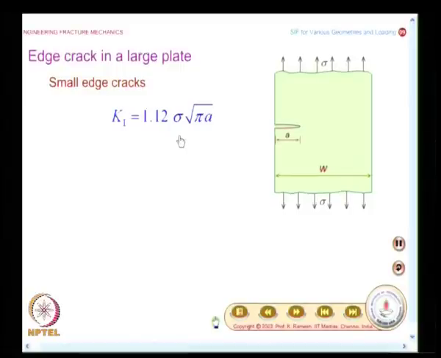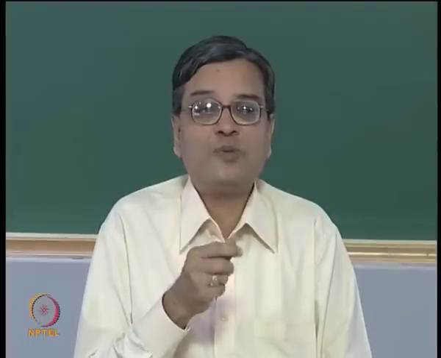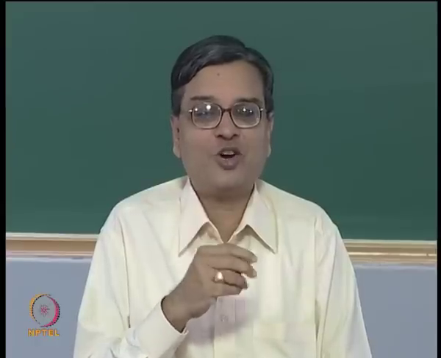What is striking here? In the case of a central crack, the crack length is 2a, you got the value of sigma root pi a, whereas you have an edge crack which is only half its length, and the stress intensity factor is higher than that. It is again a through the thickness crack. What is the argument behind it? It is a very interesting argument they had put forth. We will see that also.